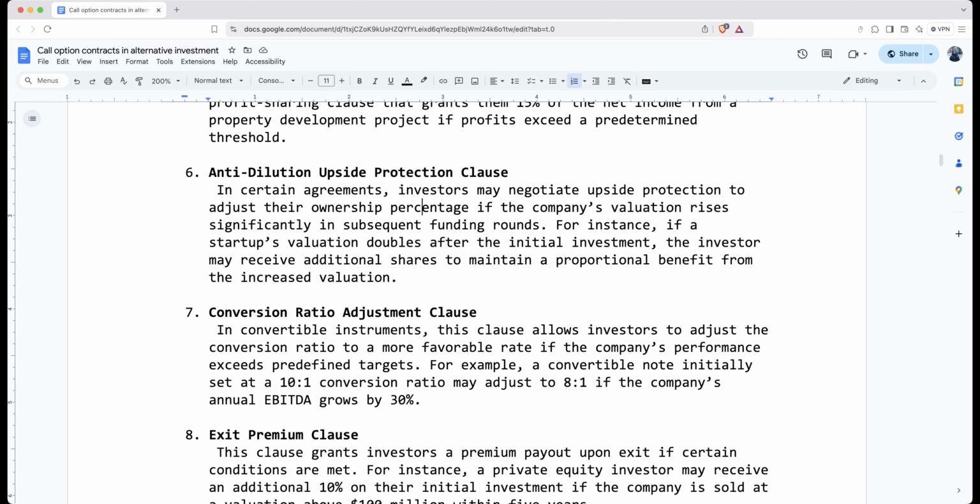Now, conversion ratio adjustment clauses. In a convertible instrument, this clause allows investors to adjust the conversion ratio to a more favorable rate if the company performance exceeds a predetermined target. For instance, a convertible note initially set at a 10 to 1 conversion ratio may adjust to 8 to 1 if the company's annual EBITDA grows by 30%. Okay, so one note 10 shares, one note 8 shares, for example.